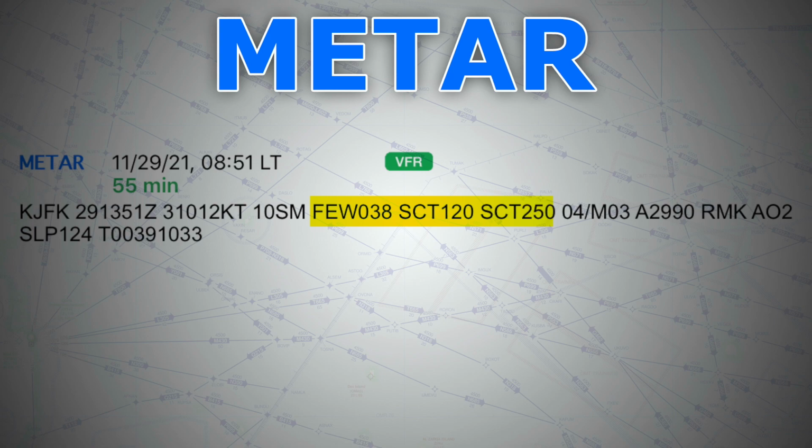The difference between few, scattered, broken, and overcast is as follows. If we divide the sky into 8 parts, or in Greek, 8 octas, if there is no cloud whatsoever, then the code sky clear, or SKC, will be reported. In some parts of the world, NCD, or no clouds detected. Either way, they both mean the same thing.